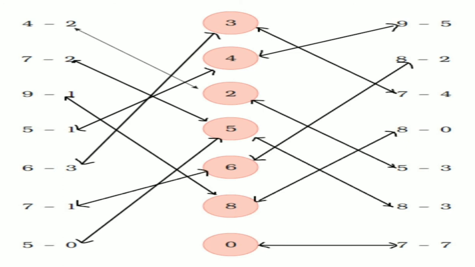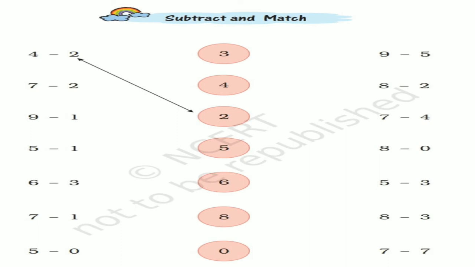Next, 7 minus 4. Now let us count numbers from 4 to 7. The next number after 4 is 5. So 5, 6, 7. We have counted 3 numbers. So 7 minus 4 is 3.